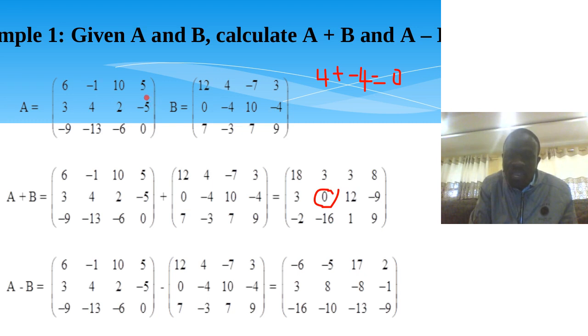Then we move on to negative 5. We are adding it to negative 4. So again, we can show that if we have a minus 5, then we are adding it to minus 4, it is like having a minus 5 minus 4. So the sum there will be a negative 9. So that will do with the second row.